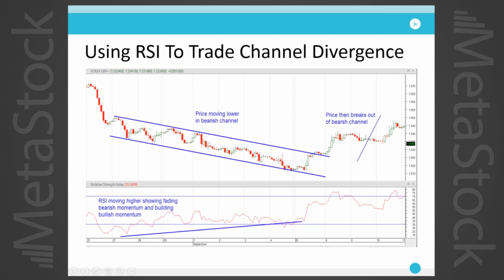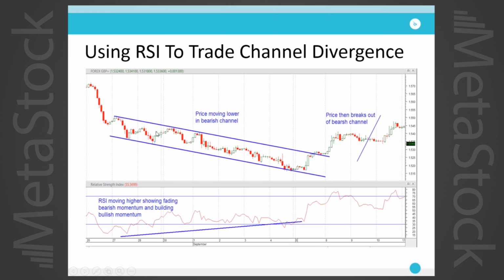Okay, so we saw a sharp sell-off in cable preceding the formation of this channel. Now, after this sharp sell-off, we then started to see price grinding lower in this neat channel formation. So we can see that price was clearly respecting the trendline highs and the trendline lows, giving us a textbook channel formation. Now, as price is moving lower in a bearish channel, we would expect RSI to be moving lower in tandem, supporting the move lower, telling us that momentum is increasing to the downside and price is likely to continue trading lower. But actually, look what we saw happening.